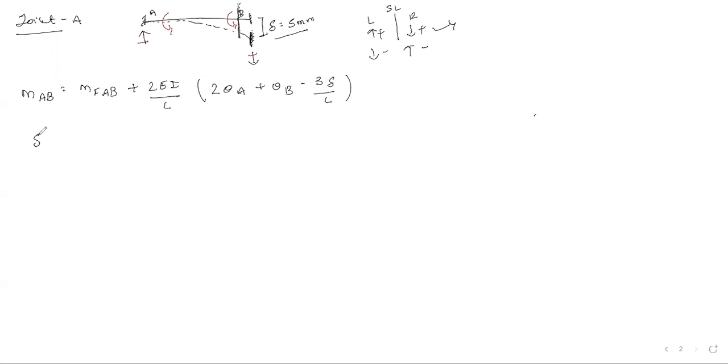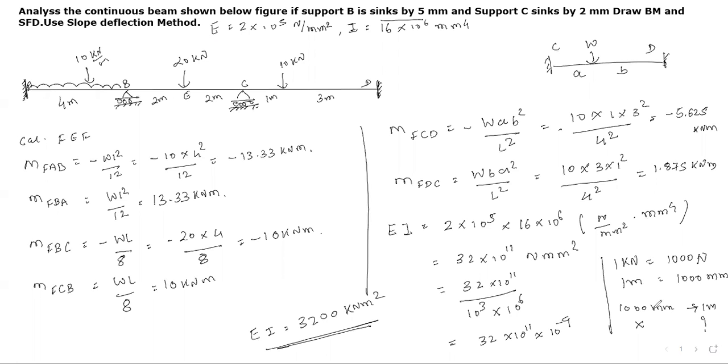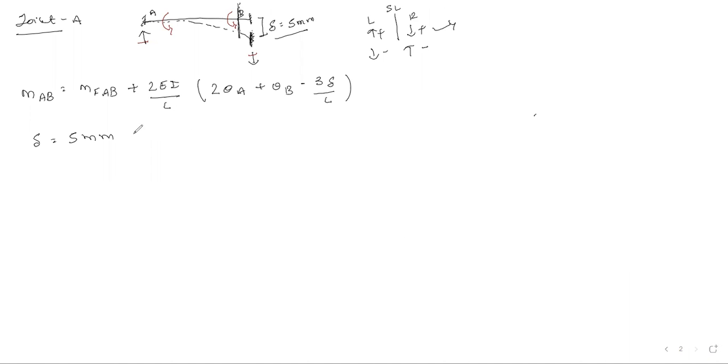So here delta is equal to 5 mm. Now in the data our all values are in meter, हमारा सभी value मीटर में है, yes or no? In the data our all values are in meter. So that's the reason we will convert this delta into meter. So we can say that it is nothing but 0.005 meter. Is it clear? चलिए, सभी value place करते हैं, MF AB.